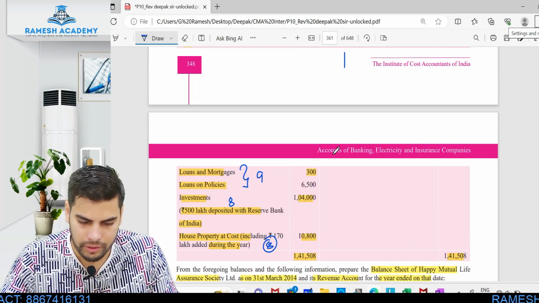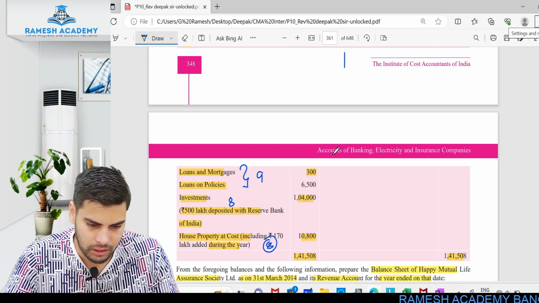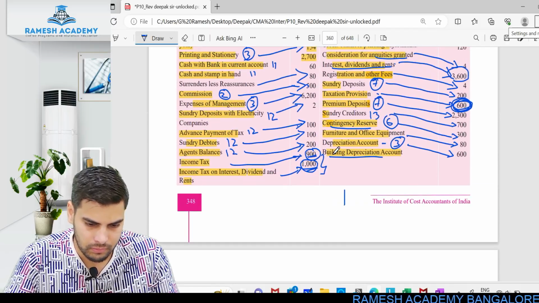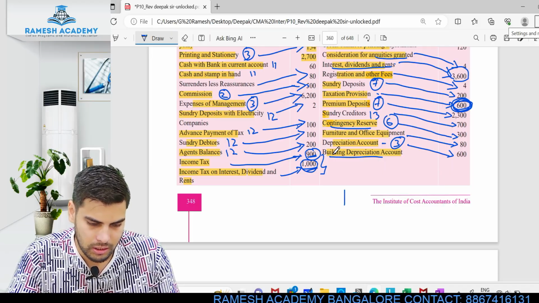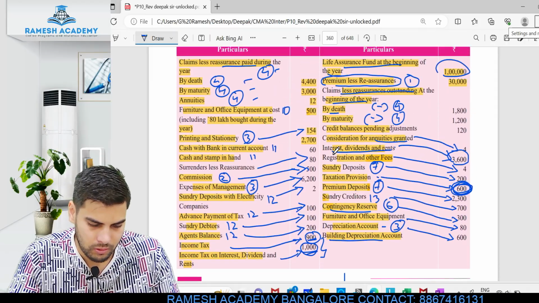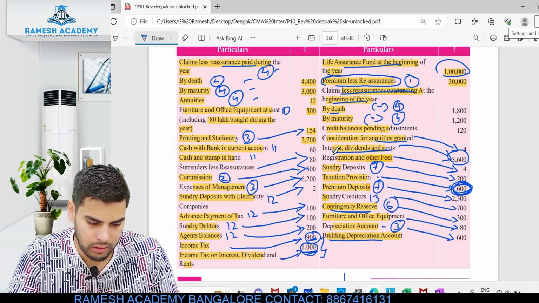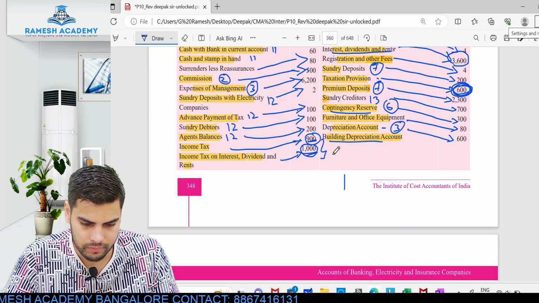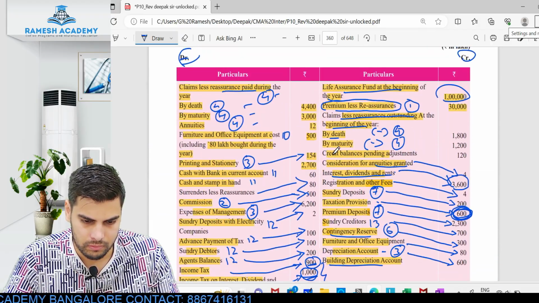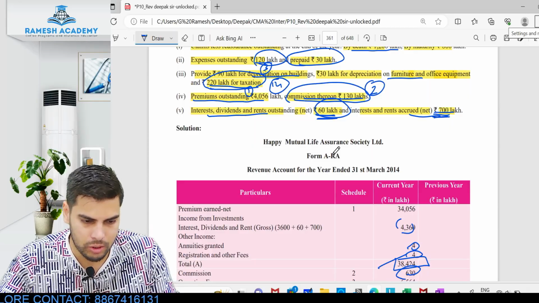Just cross check the total of the trial balance whether it is same or not. 1,04,000, 6,500, 300, 1,900, 200, 6,200, 500, 80, 60, 2,700, 154, 500, 12, 3,000, 4,400. They haven't given any other investment, right? I think they would have missed out this particular information.